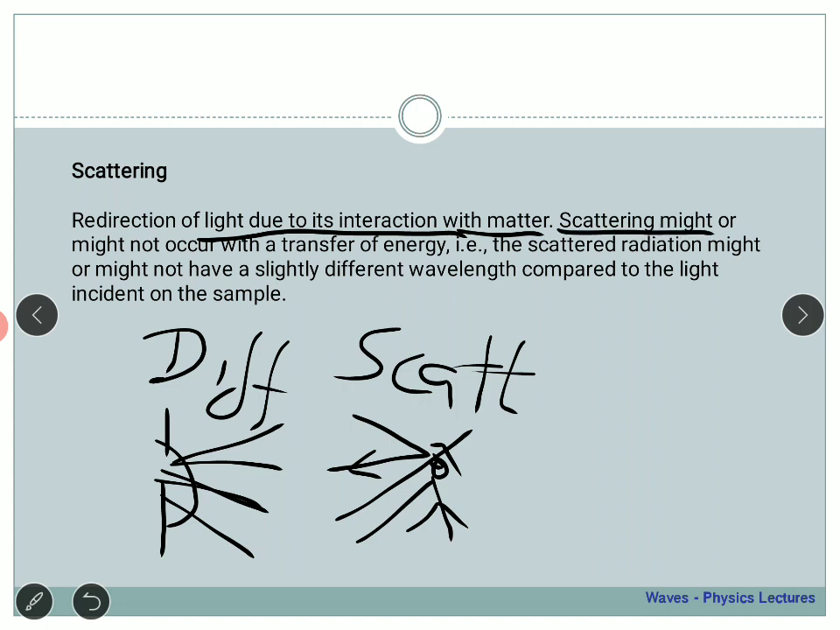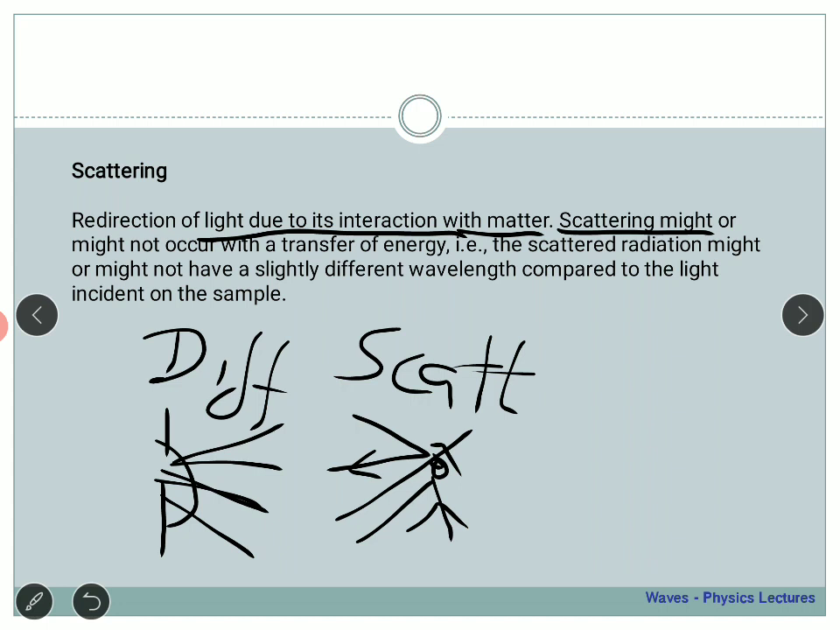And this light that falls or gets scattered may or may not incur a transfer of energy. That means the light might not transfer any kind of energy to the atoms or the molecules, which would allow the transition states, like the transfer of the atom from the lower energy level to the upper energy level, or the other way, right? So this is basically what is called scattering. It necessarily doesn't say that there will be some kind of transfer of energy.